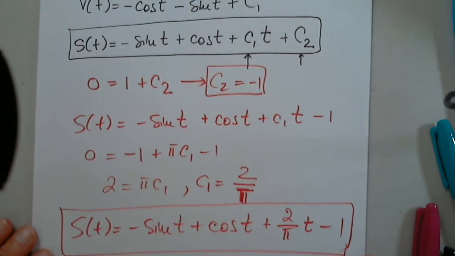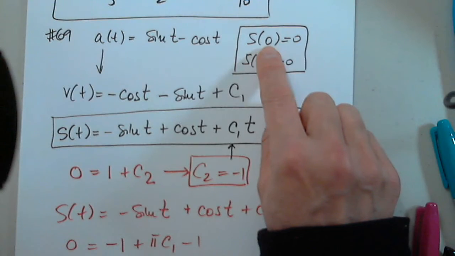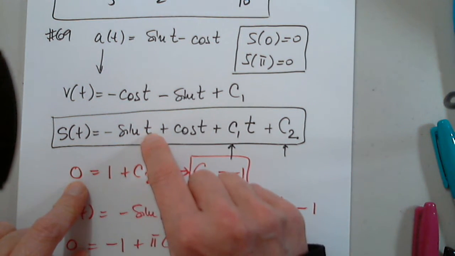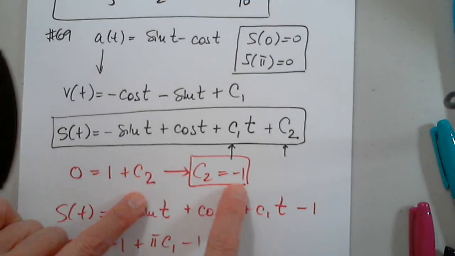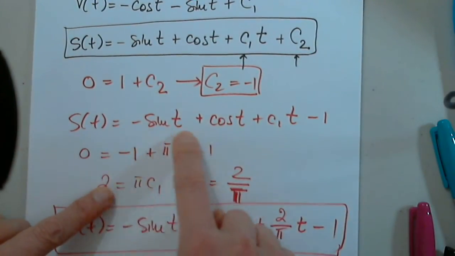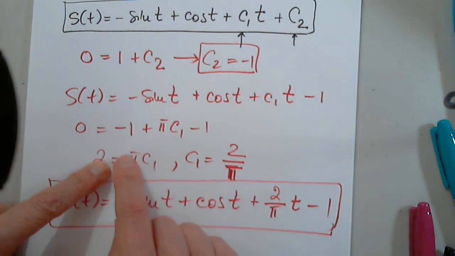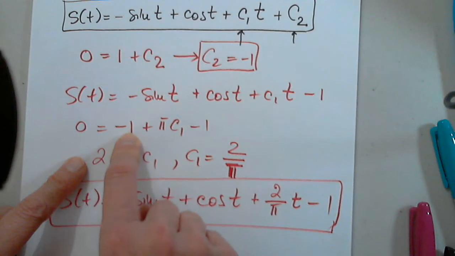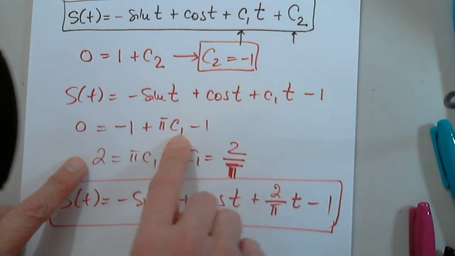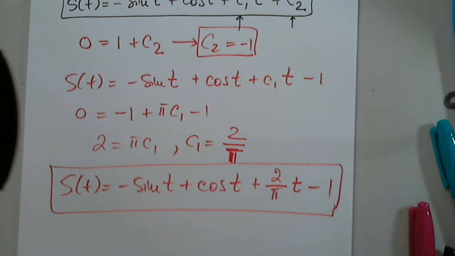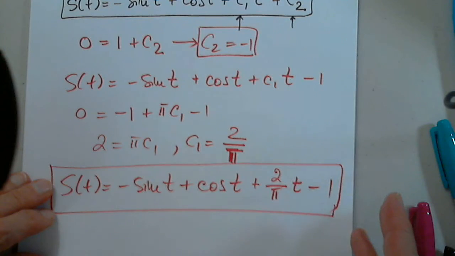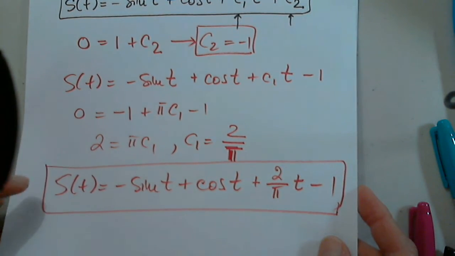Yeah, how did we get C2? Oh, okay. So S of 0 is 0. Sine 0 is 0. Cosine 0 is 1. C1 times 0 is 0 plus C2. And we move. Then I use the second condition as S of pi equals 0. So 0 here, 0 here, negative 1 here, pi times C1 and minus 1. I move the 2 to the other side and divide by pi. Is that okay? Yeah, that's okay. I get it now. Thank you. Other questions, anyone? Thank you, Isaac. Other questions?